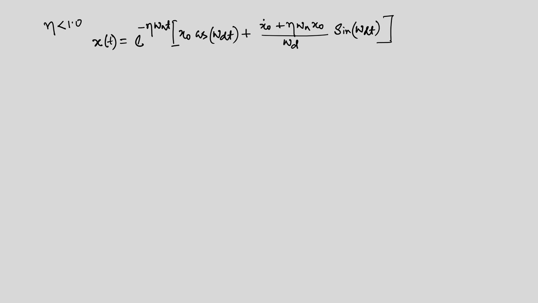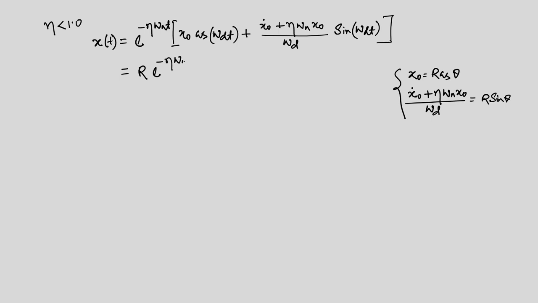Obviously, in this case again we can further simplify it. If we assume x naught is equal to r cos theta and x naught dot plus eta omega n x naught divided by omega d is equal to r sin theta, once we do that, we can further simplify this expression. So, this will be equal to r e to the power minus eta omega n t and then cos omega d t minus theta.